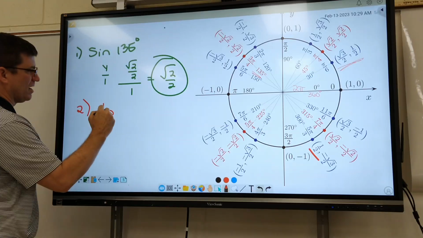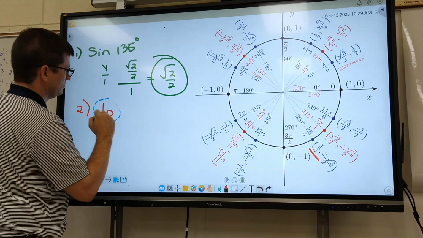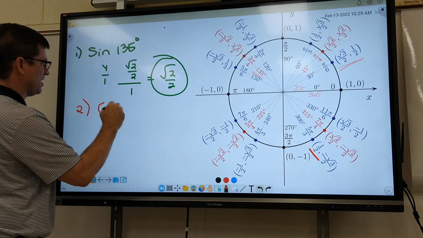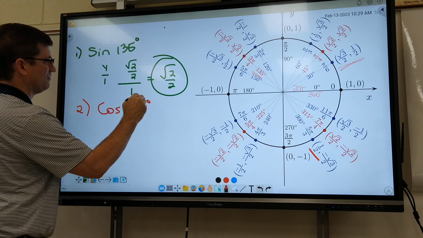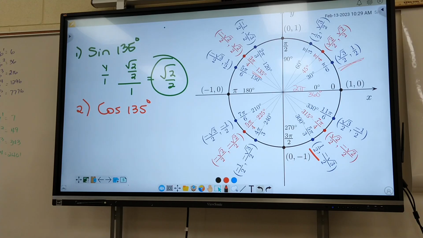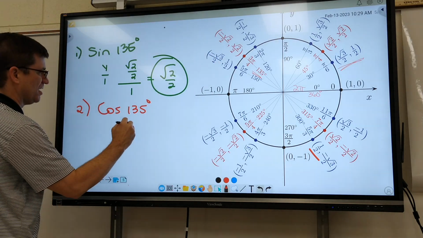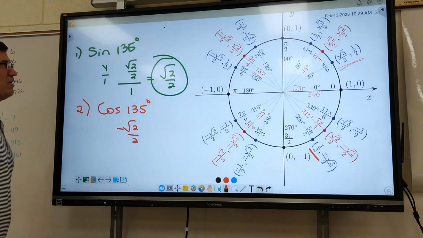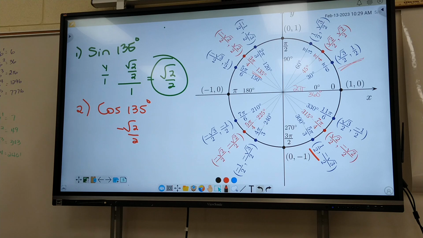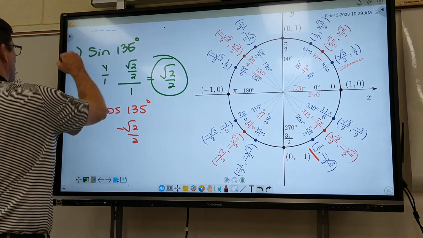All right, we got cosine at 135. Cosine of 135. Okay. Cosine is your x, so it's just negative root 2 over 2. All right, is everybody good on 1 and 2 before we do 3 through 6? All right, watch how different 3 through 6 are.